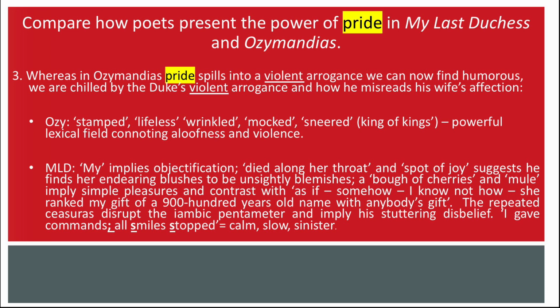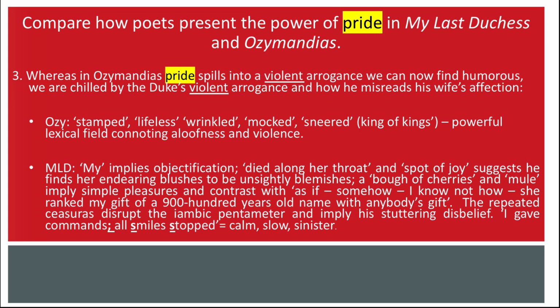So whereas in Ozymandias pride spills into a violent arrogance, we can now find humorous, we are chilled, we are rather scared and intimidated by the Duke's violent arrogance and how he misreads his wife's affection. So this is ultimately a paragraph which combines ideas of violence, ideas of arrogance, which is of course a sense of pride, and rather ambitiously perhaps is trying to talk about the humour that we can read into Ozymandias doing this, but the total lack of humour and, to be honest, sense of intimidation that we may derive from reading My Last Duchess.